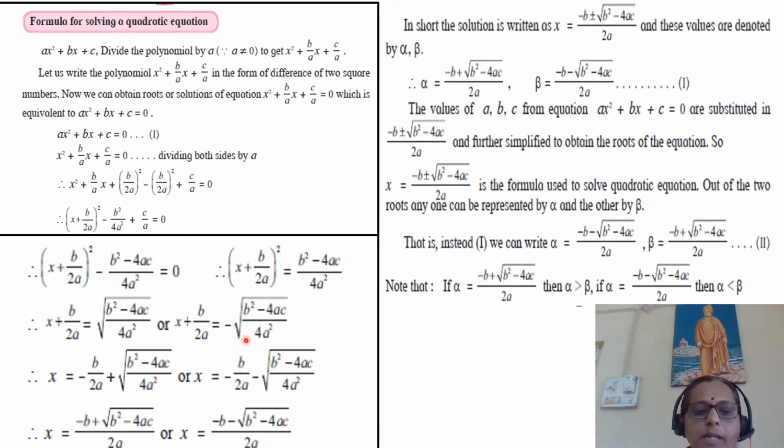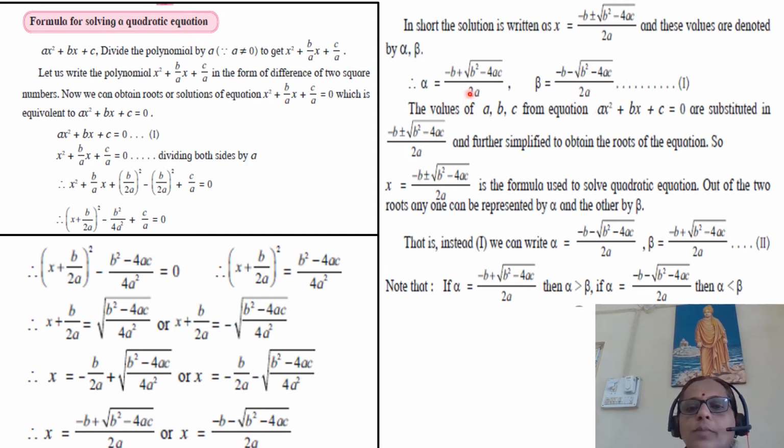In the next step we can write: x + b/2a = ± root of (b² − 4ac) upon 4a². So x = −b/2a ± root of (b² − 4ac)/2a, because the root of 4a² is nothing but 2a. So the value of x is (−b + √(b² − 4ac))/2a and (−b − √(b² − 4ac))/2a.